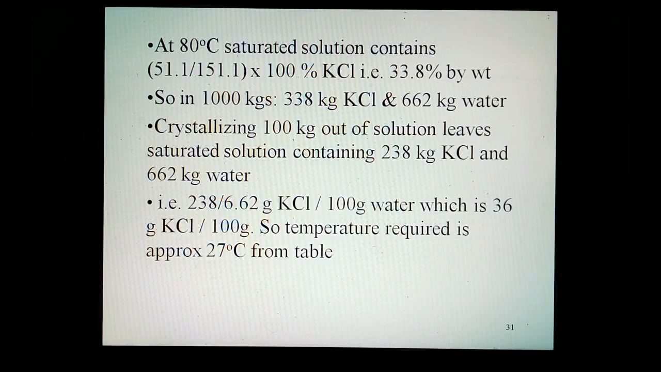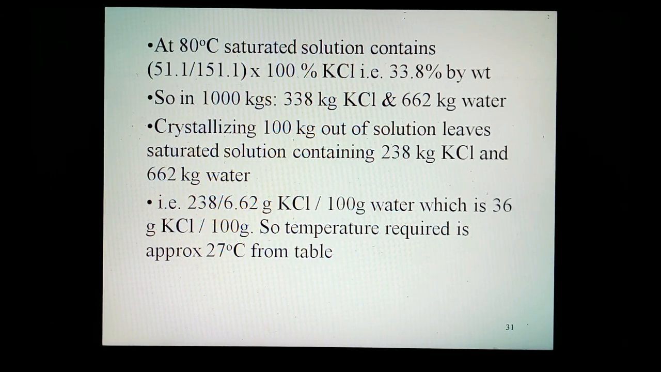Crystallizing 100 kilograms out of solution leaves the saturated solution containing 238 kilograms KCl and 662 kilograms water, which is 238 divided by 6.62, that is 36 gram KCl per 100 gram water. So the temperature required is approximately 27 degrees centigrade from the table in the next slide.